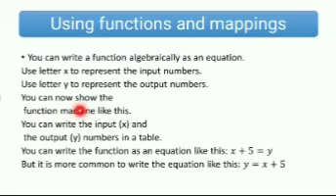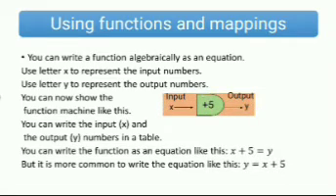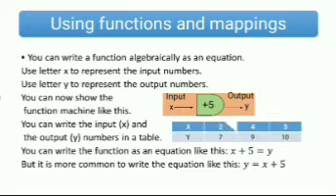But you can show the function machine like this. So this is the function machine to represent x plus 5 is equal to y. Is that clear? Then you can also write the input x and output y numbers in a table. So let's see this table now. This is the input x: 2, 4, and 5. Then the output is 7, 9, and 10. That is, 2 plus 5 will give you 7, 4 plus 5 will give you 9, then 5 plus 5 will give you 10. So you can also write the function as an equation like this, but it is more common to write it like this.